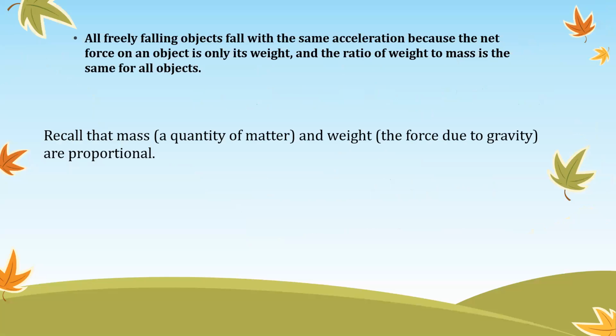Now, the idea from this lesson is that all freely falling objects fall with the same acceleration because the net force on an object is only its weight, and the ratio of weight to mass is the same for all objects. So, if an airplane falls down or a ball falls down, both of them have the same acceleration. Why? Because the ratio of the weight of the airplane to its mass is like this.